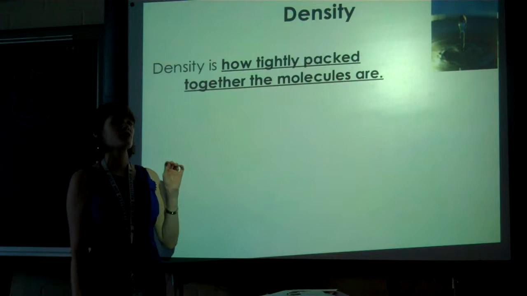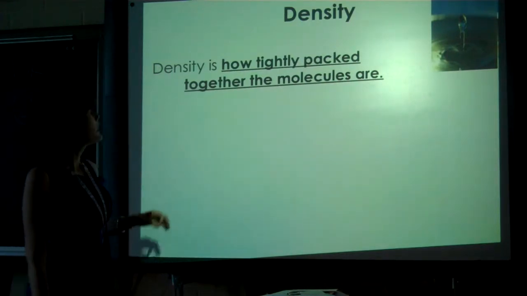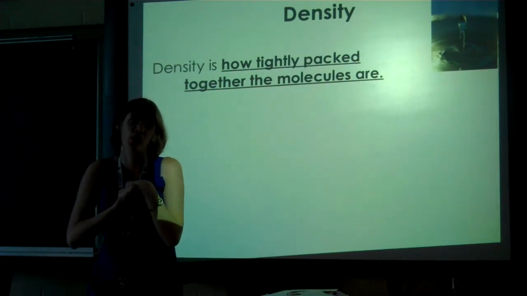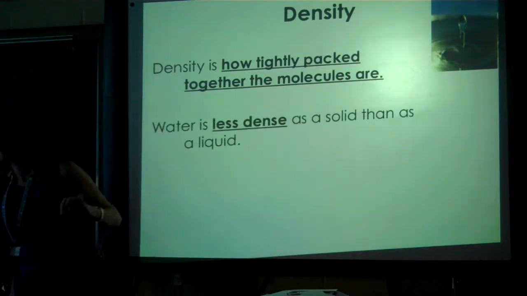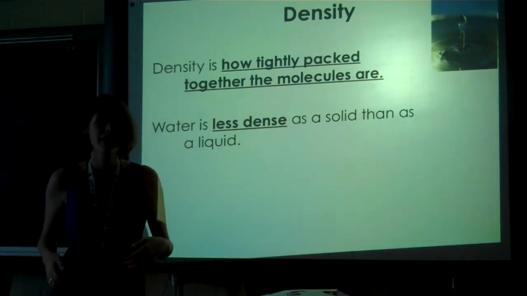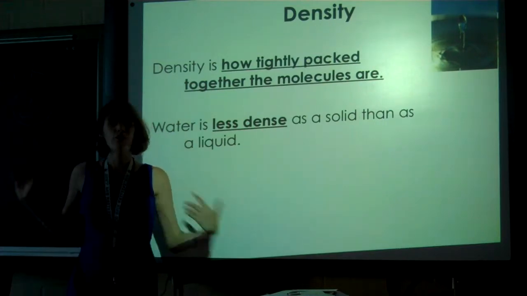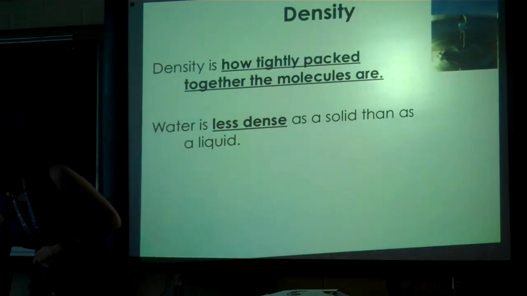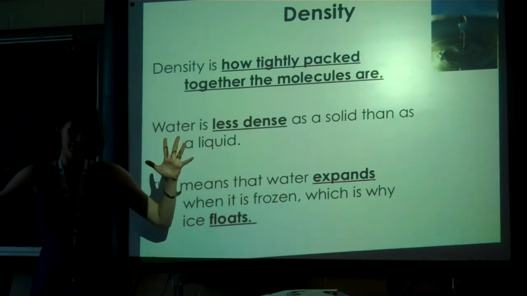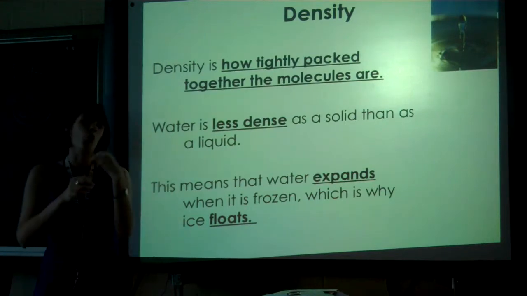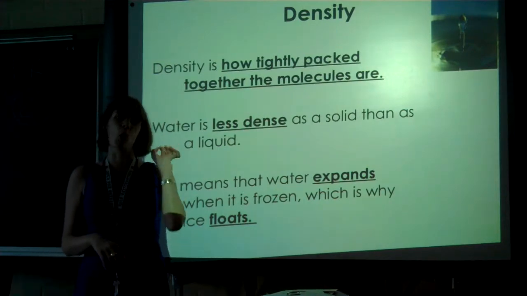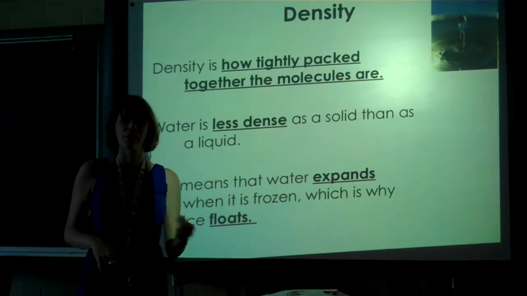Water also has a property called density. Now, density is how tightly packed together different molecules are. Water is unique because it is less dense as a solid, ice, than as a liquid, water. For most things, the opposite is true. So this is why when water freezes, it expands. So it's less dense, there's more air molecules floating around in there, and that's why ice floats. Because water is less dense as a solid than as a liquid.